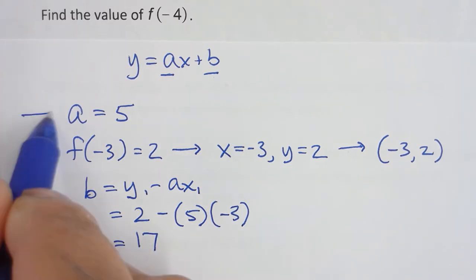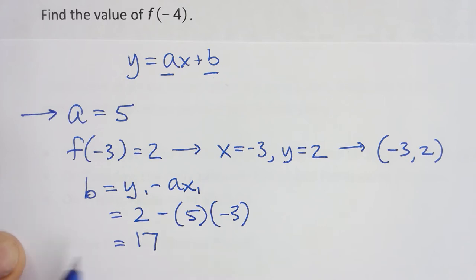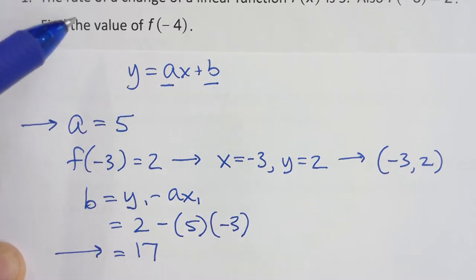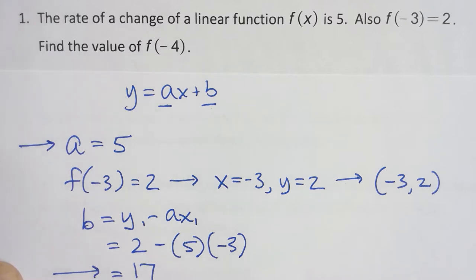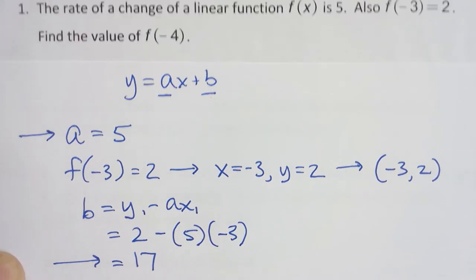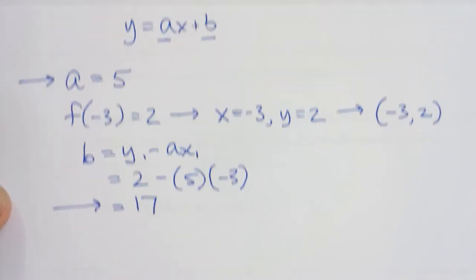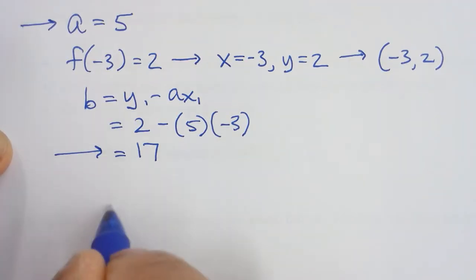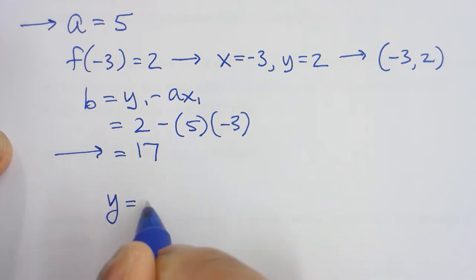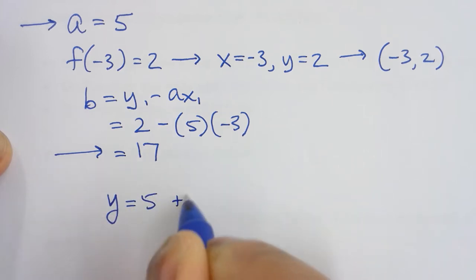So here's your a up here. That was given to us. Here's your b right there. We found that. We now have what we need to find the rule. Now, it's true the question did not ask us to find the rule, but we need to find it, because once we have the rule, we can start working with the rule. So we have the a, we have the b. Let's write the rule. y is equal to the 5 and then the plus 17.